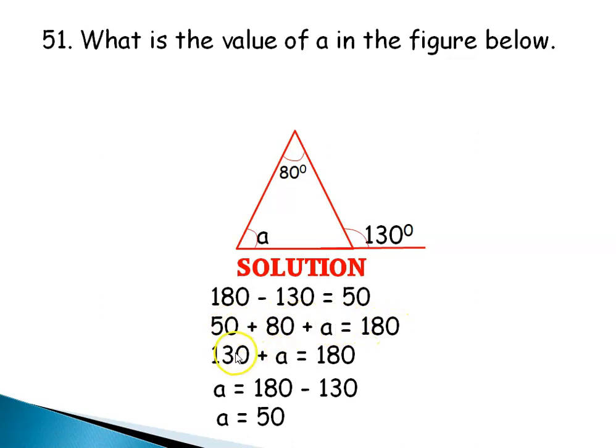50 plus 80 is 130 plus A is equal to 180 degrees. I bring my 180 this side, it becomes 180 minus 130. Alright, then my A will be 50 degrees. A is 50 degrees. Or better still, since I know this is 50 and this is like an isosceles triangle, this will also be 50. So that is it. Is there any problem? Alright, no problem. We can go to the next.